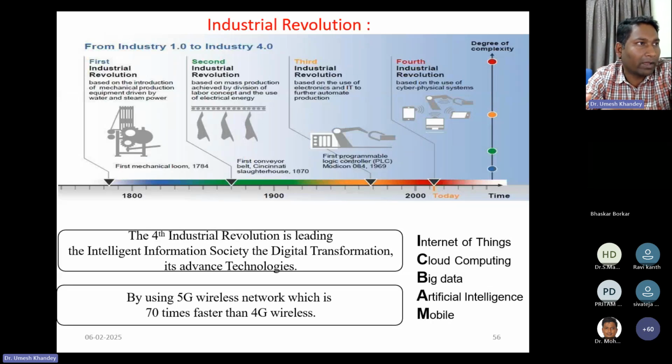So first, the mechanical loom was invented in 1784 as a revolution. Next, the second industrial revolution came with development in some sectors, like electrical energy coming into the picture to drive the various mechanical components. There they used the conveyor belt.